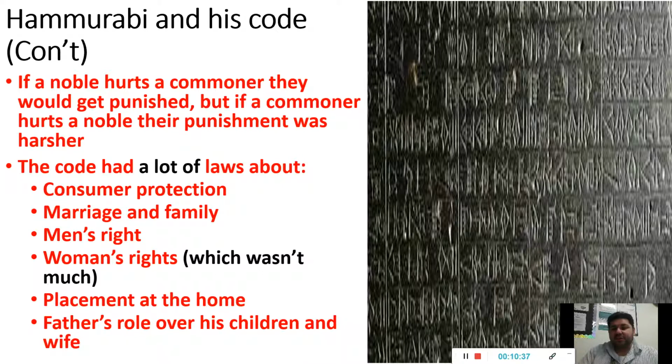Okay. Placement at the home. A father's role for his children and his wife. So, what's a man's job? What's he supposed to do? Now, this thing you see on the side, that's actually Hammurabi's code written out for people to see. Okay.